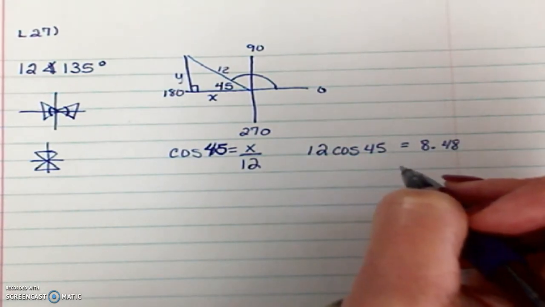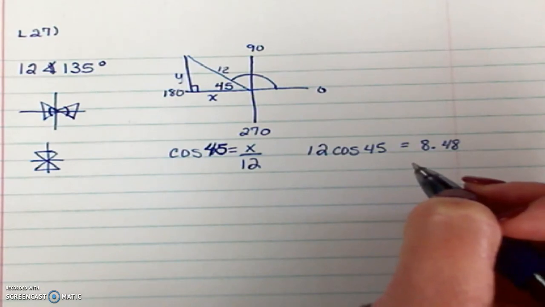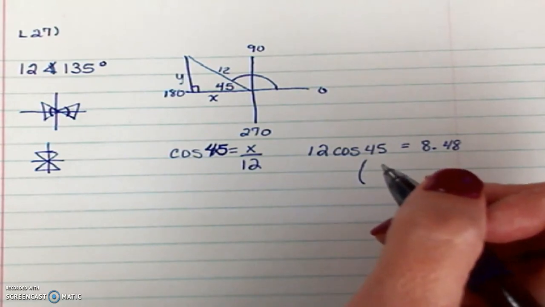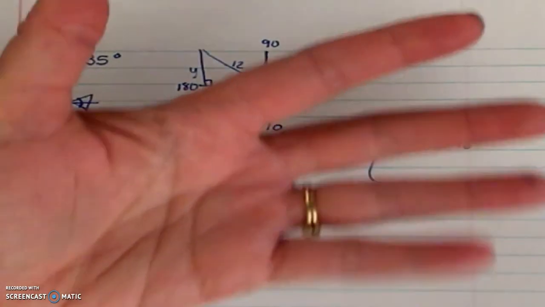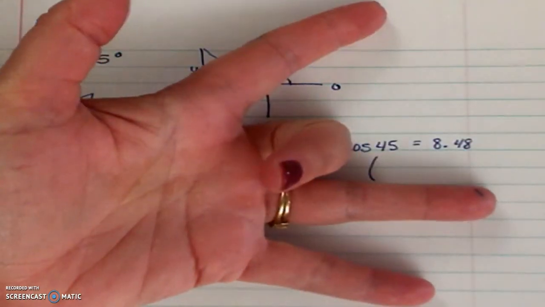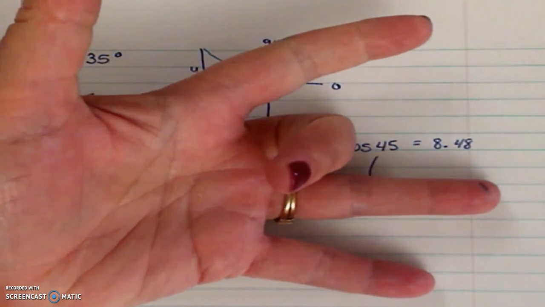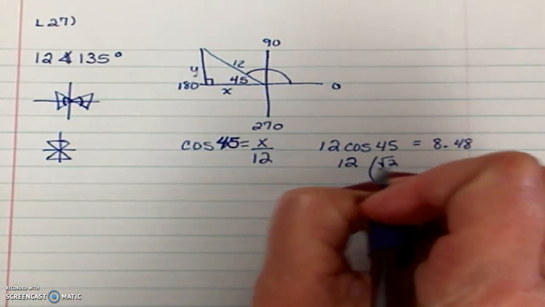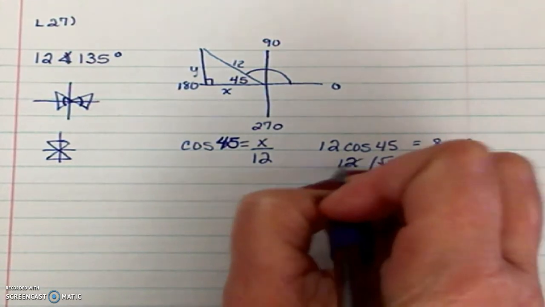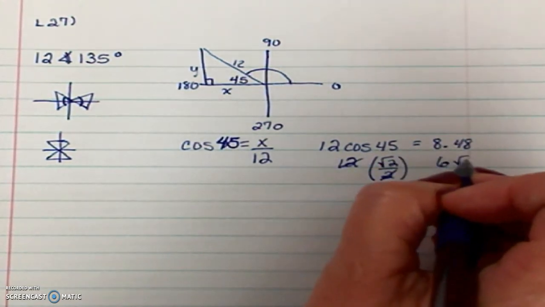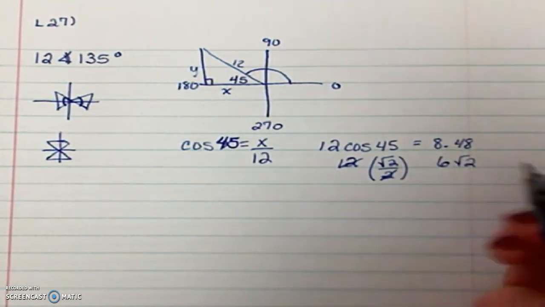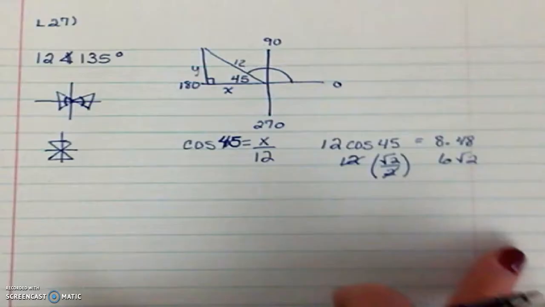Now we could do that in terms of radicals, because we know that the cosine of 45, if you use the hand trick, with 45 degrees, is radical 2 over 2. So we would have 12 times radical 2 over 2, and that would give you a value of 6 radical 2. We like to leave it in decimal format, although if you happen to leave it in radical format, I accept that.